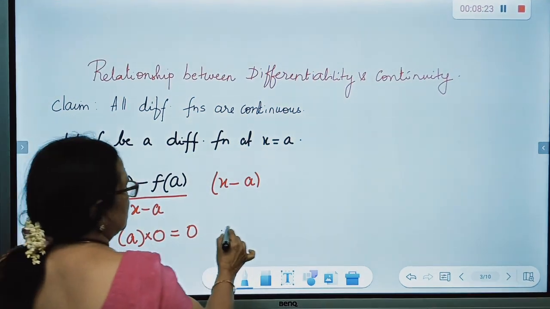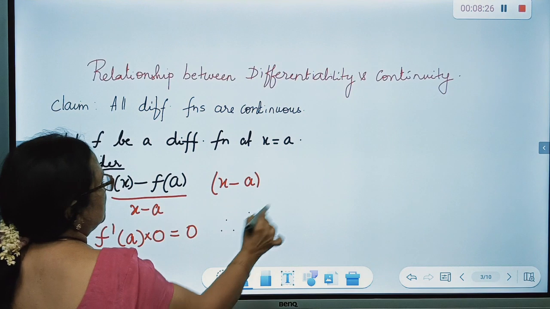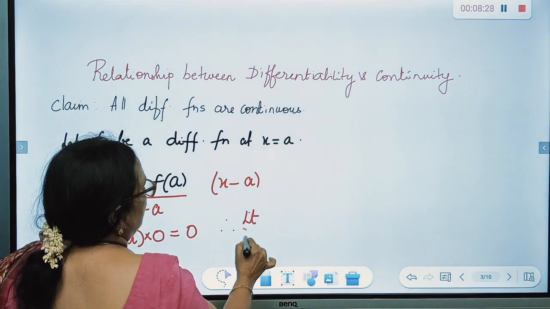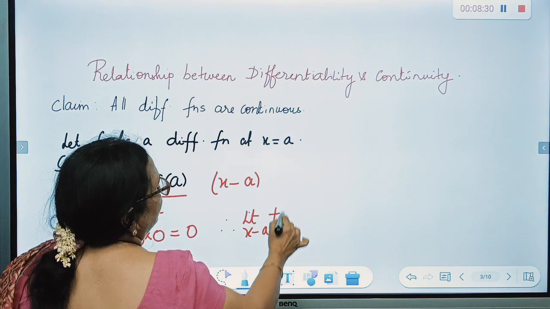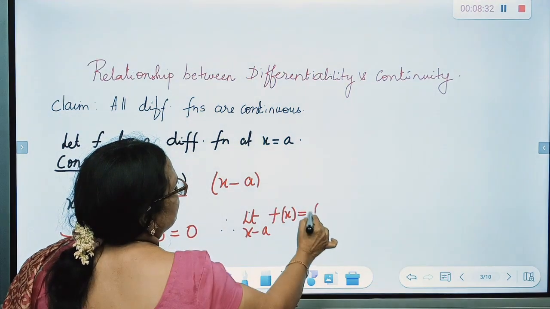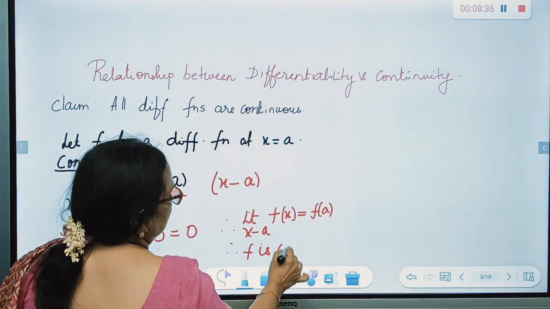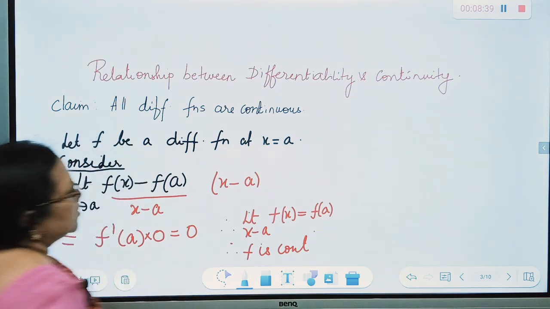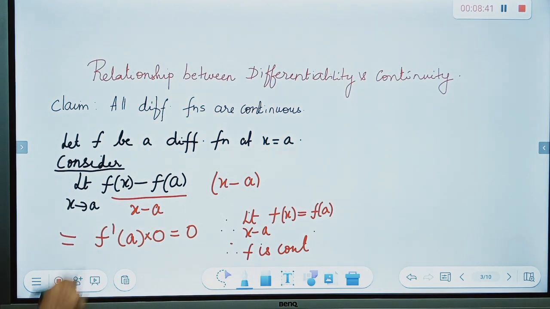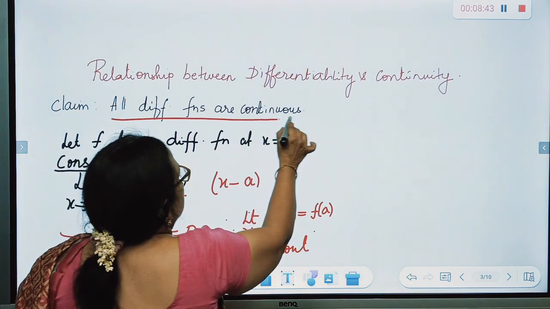So from this, therefore, if this is 0, limit x tends to a, the numerator is 0. So f of x equal to f of a. Therefore, f is continuous. Okay, so all differentiable functions are continuous.